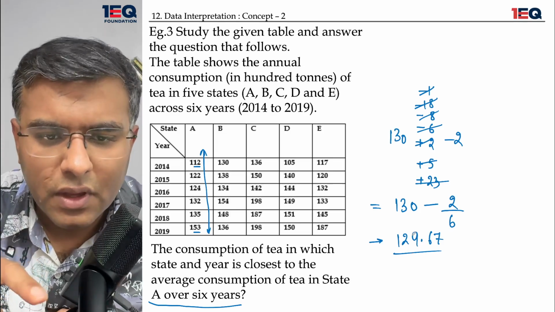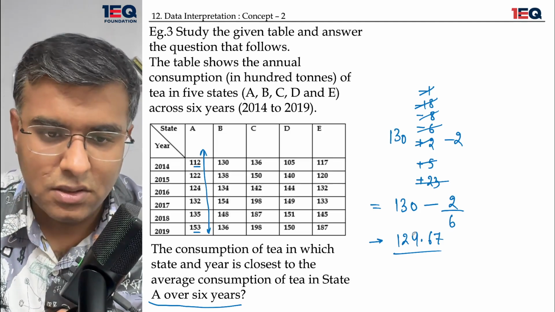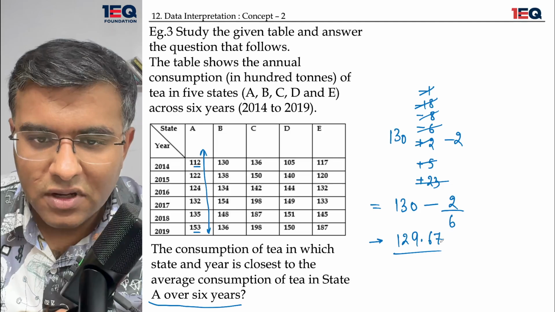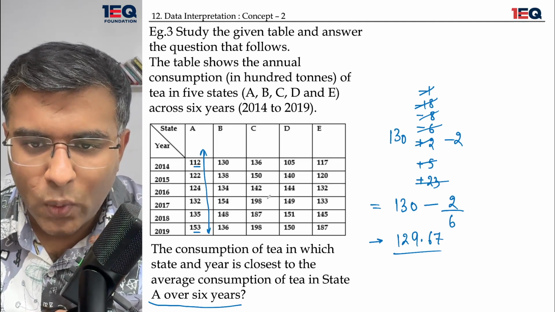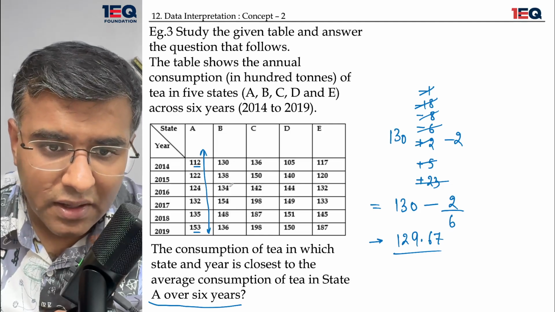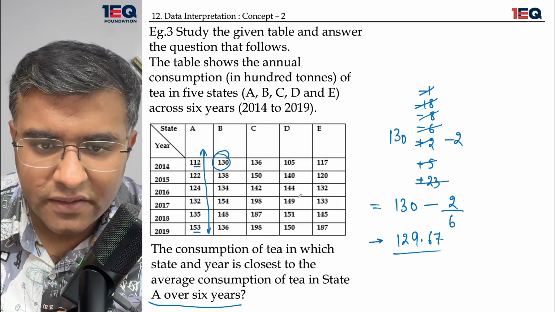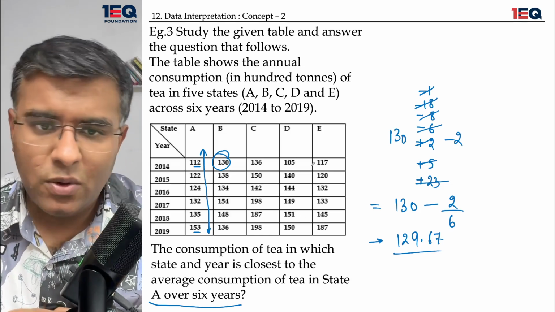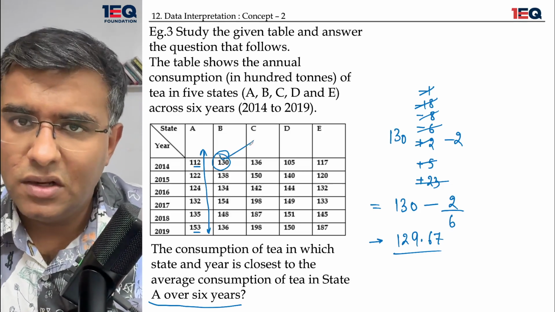Now, the consumption of tea in which state and year is closest to the average consumption of tea in state A? I have gotten my answer as 129. Now I need to find out if I can find 129 somewhere, else I will have to go with 130. Do I have a 129 anywhere? I don't have a 129 anywhere. So 130 is going to be my final call.